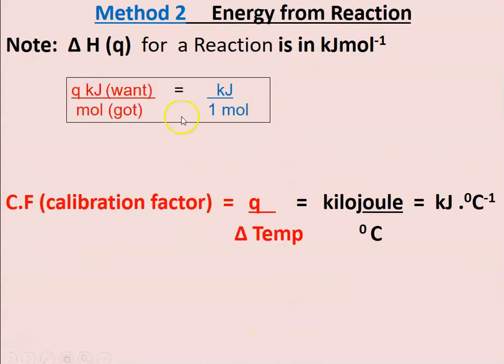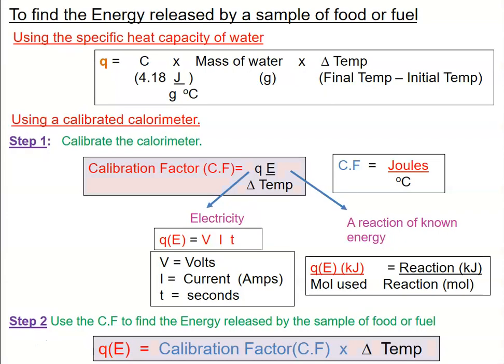The other one is the reaction, which is like the first one, but we're using it to calibrate a calorimeter. So we can do a reaction where we know the kilojoules per mole, and then for however many moles we burn in there, we can work out how many kilojoules must have been released and look at the temperature rise. So once we've got this calibration factor, we can use it to work out the amount of energy that you would get for a particular food. So these are the two techniques, calibrating it.